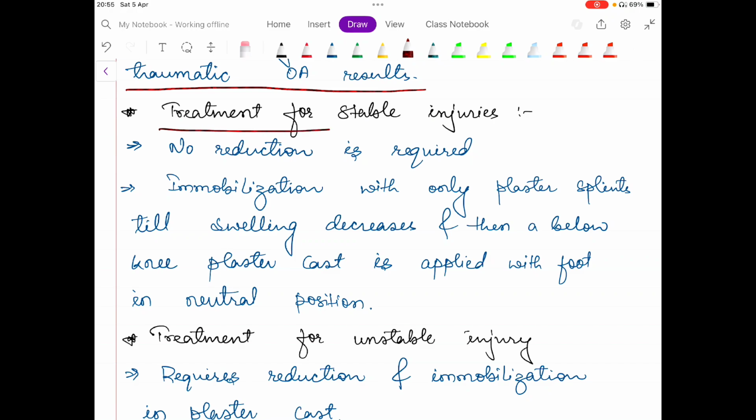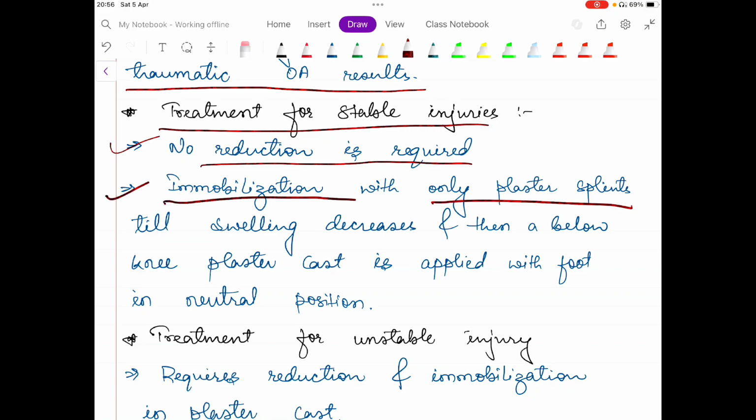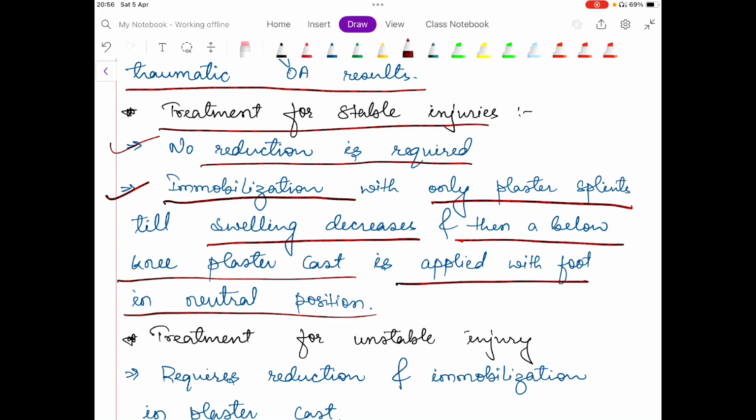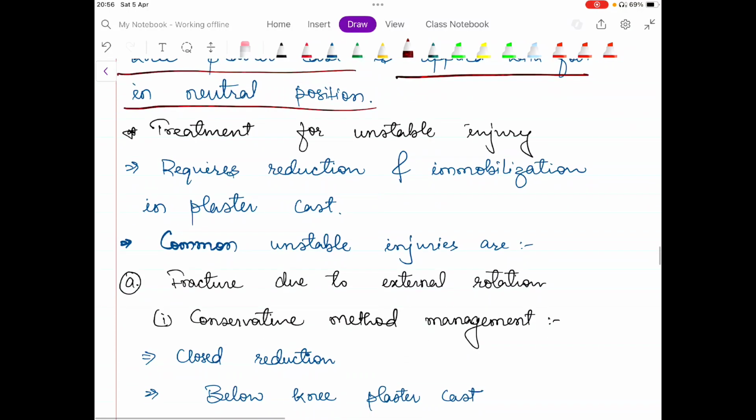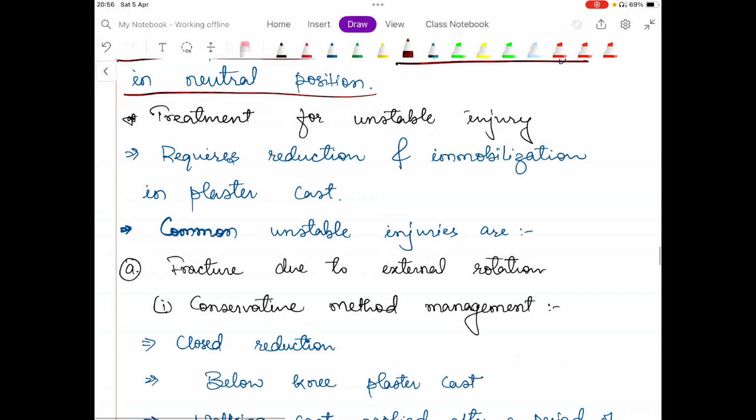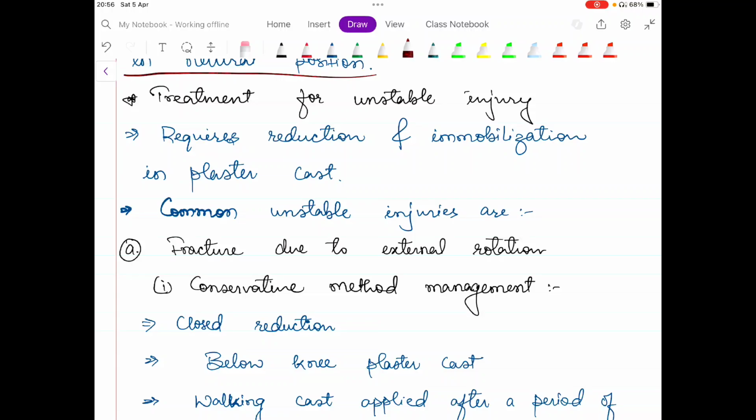So, the first one is treatment for stable injury. In the treatment for stable injury, there is no requirement of reduction. Second is immobilization with only plaster splints till the swelling decreases, and then a below knee plaster cast is applied with the foot in the neutral position. So this is the treatment for stable injuries. Now let's talk about the treatment for unstable injury. Unstable injury requires a reduction and immobilization in the plaster cast.